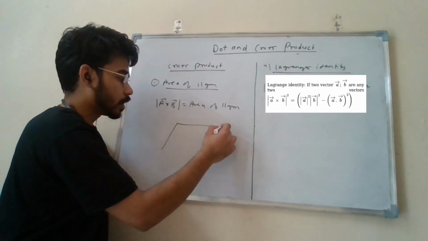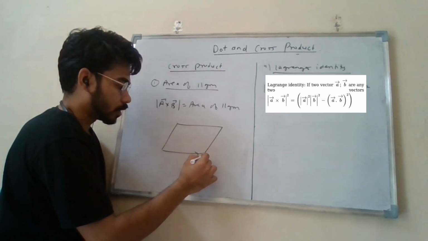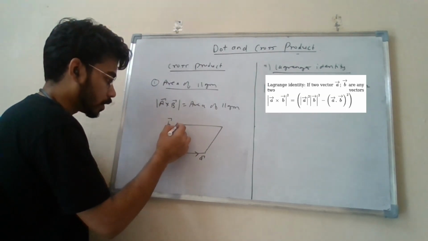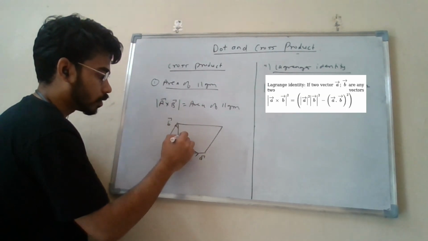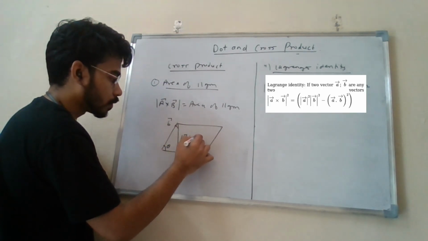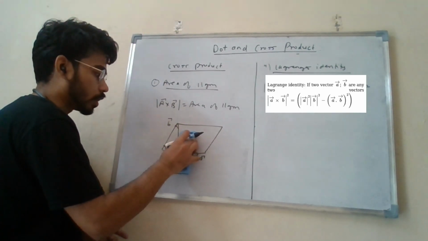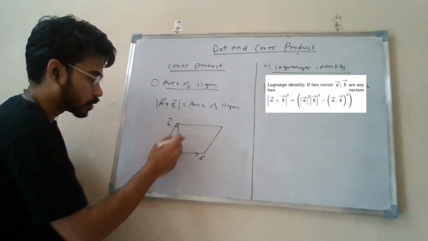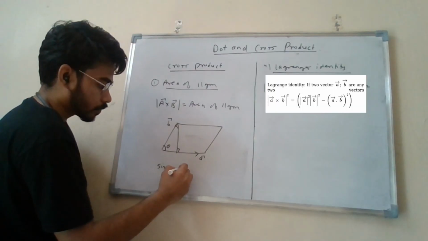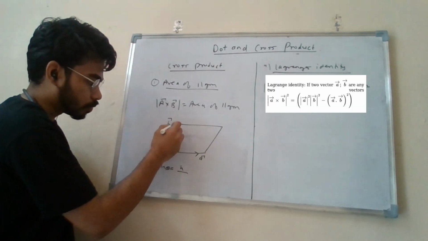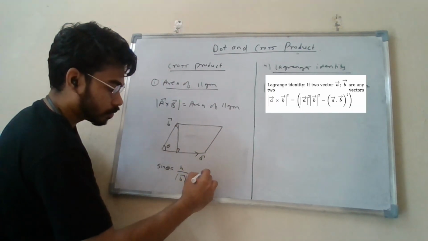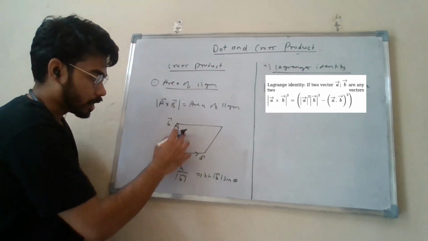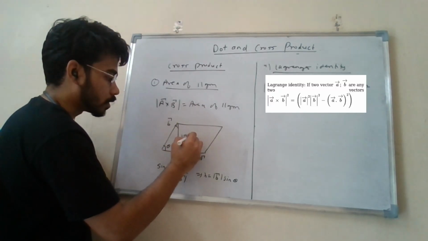So how can we prove that? This is my parallelogram. This is my A vector and suppose this is my B vector, and the angle between the two vectors is theta. Then my perpendicular height is mod B sin theta. You can just use the Pythagoras theorem here. So sin theta is equal to opposite side upon hypotenuse. Opposite side is my height, divided by the hypotenuse, which will be mod B vector. So my height will become equal to mod B vector into sin theta.